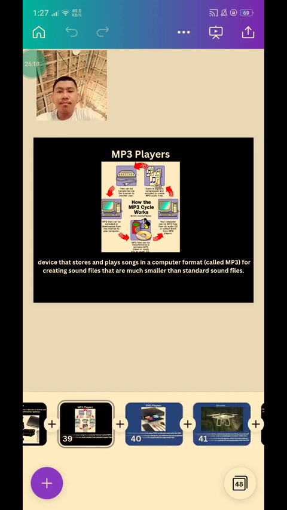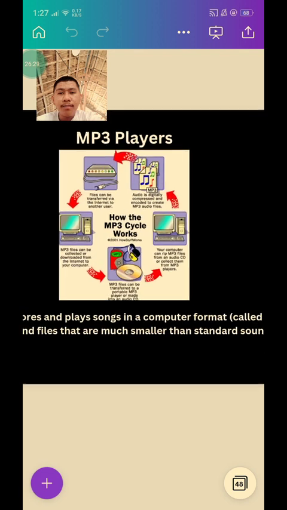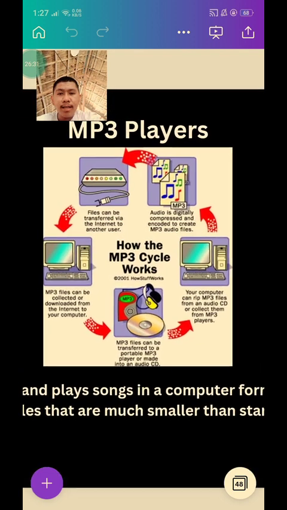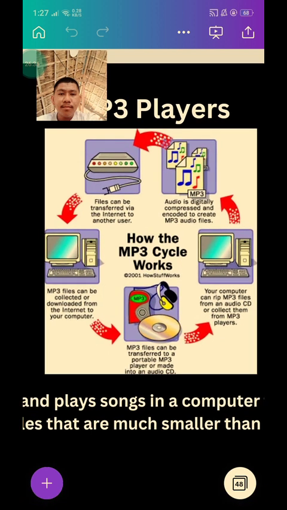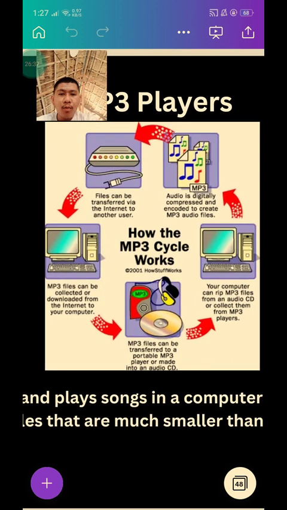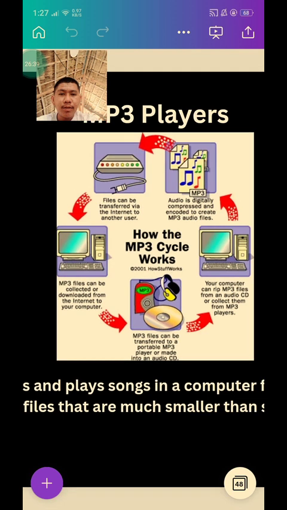MP3 players. MP3 players daw po ay device that stores and plays songs in a computer format called MP3, for creating sound files that are much smaller than standard sound files. Yan daw, kung makikita po, yan po ang MP3. Yan po, ganyan po kung paano pagganahin ng MP3.